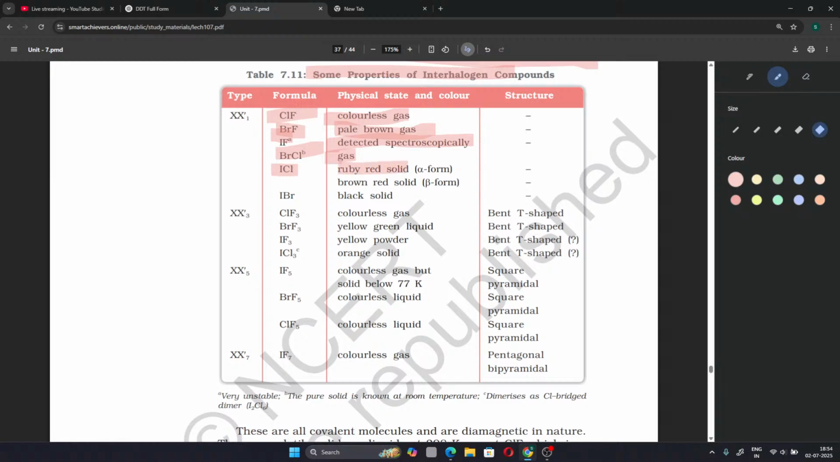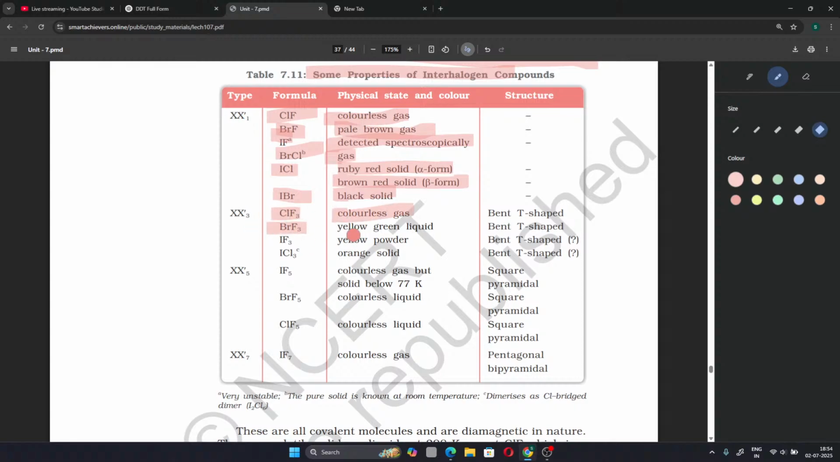ICl is a ruby red solid in the alpha form and a brown red solid in the beta form. It can be ruby red in the case of the alpha form, and in the case of the beta form it is brown red. Both are solids, not gases. The above three are gases, but the iodine chloride compound is not a gas but a solid. And iodine bromide is brown in color, and chlorine trifluoride is a colorless gas.